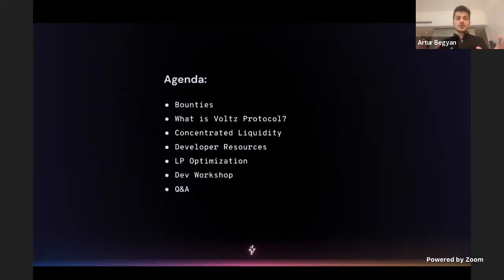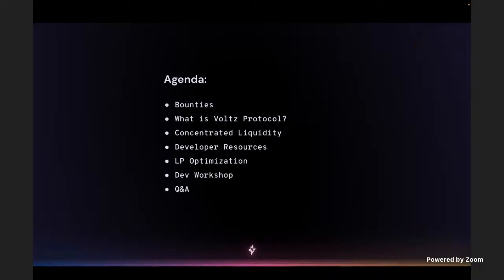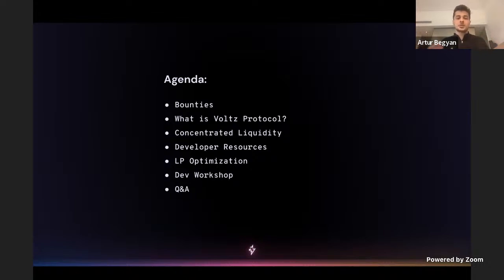So I'll start off with the agenda. It is split into a few key points I would love to land. First we'll talk through the bounties for Hack Money. Then we'll dive into what Voltz Protocol is, and then explore the concept of concentrated liquidity that underpins the mechanics of how fixed rates are created on Voltz Protocol. Then we'll move on to the developer resources, followed by a discussion on LP optimization, which will lead up into our workshop where we'll try and build an LP optimizer together on top of Voltz. And by the end of the talk, we'll go through some questions as well.